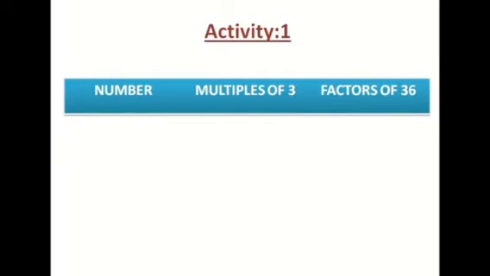I hope you have drawn already. Now what you have to do: I will give you one number, and looking at the number, you have to check whether the number is a multiple of 3. If it is a multiple of 3, you will write yes in this column. If it is not, you will write no. In the same way, you will check whether the number is a factor of 36 or not. If it is a factor of 36, you will write yes here. Otherwise, you will write no. Okay, so let's start.